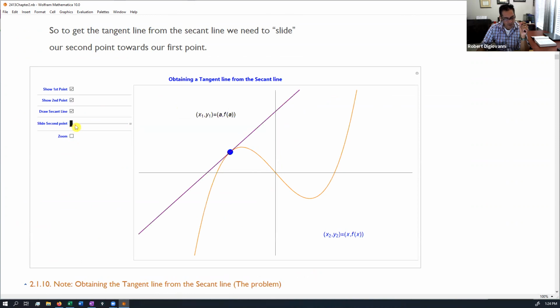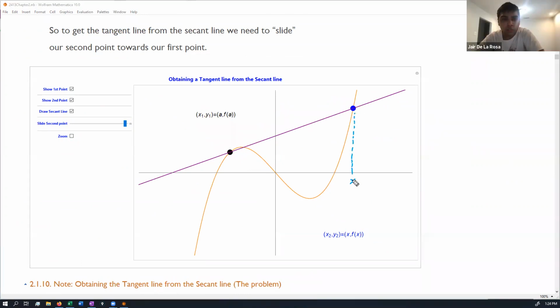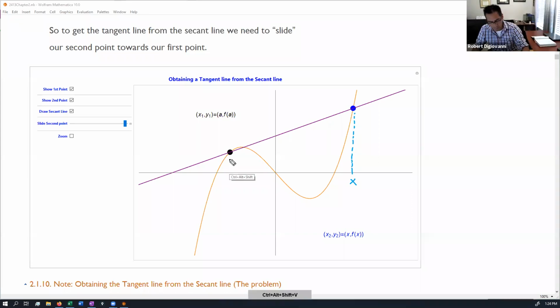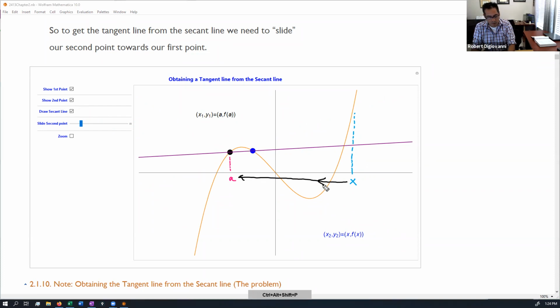I'm taking this second point. What was the x coordinate of the second point? What did I call it? X. It was x, so f of x. And then this one over here was a, right? And so what I'm doing is trying to let this x slide over and become a. That's what happens when you start sliding this over. That x coordinate is marching its way along, getting closer and closer to a.